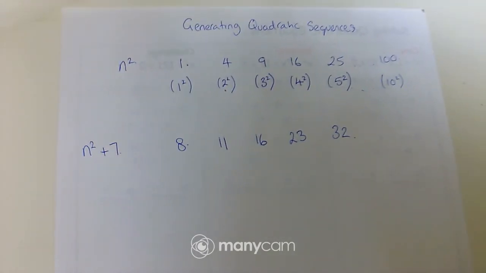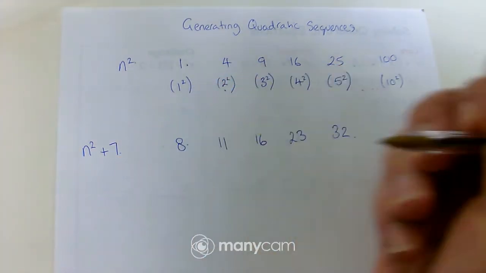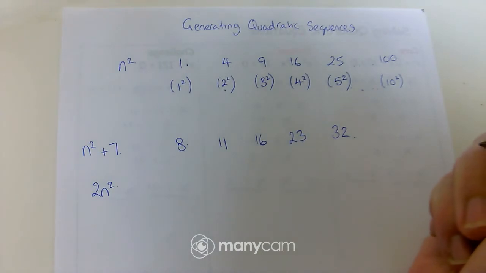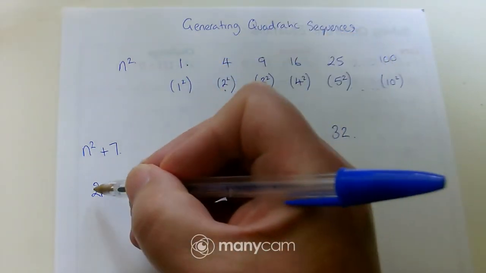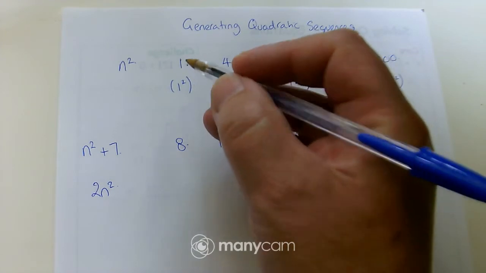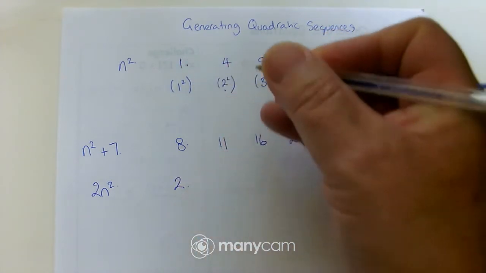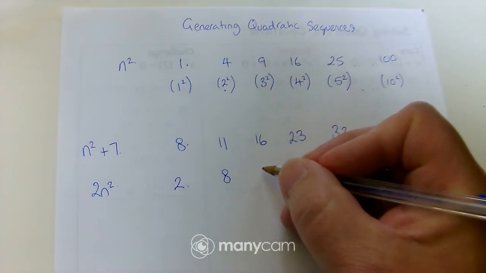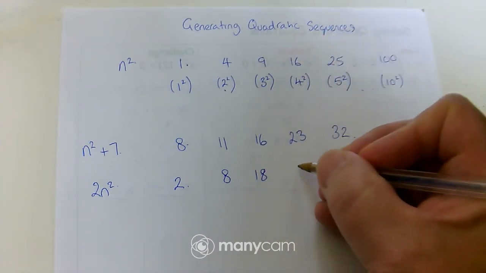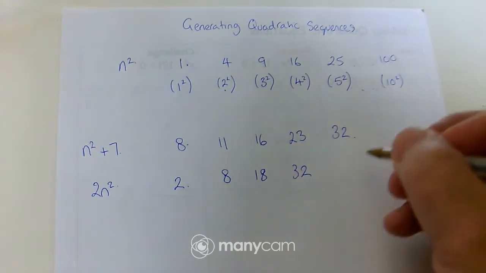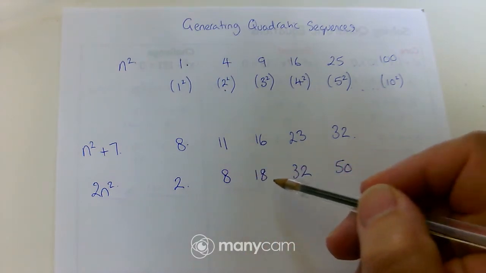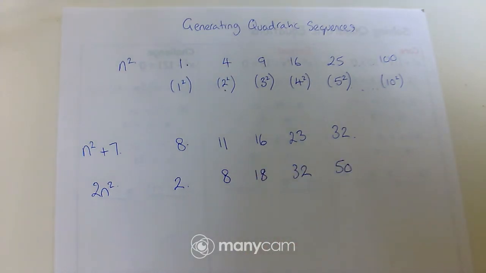Take it a step further. If I want to work out the first 5 terms in the 2 n squared sequence, well, I would take n squared and times it by 2. So 1 times 2 is 2, 4 times 2 is 8, 9 times 2 is 18, 16 times 2 is 32, and 25 times 2 is 50. So the first 5 terms in the 2n squared sequence are 2, 8, 18, 32 and 50.